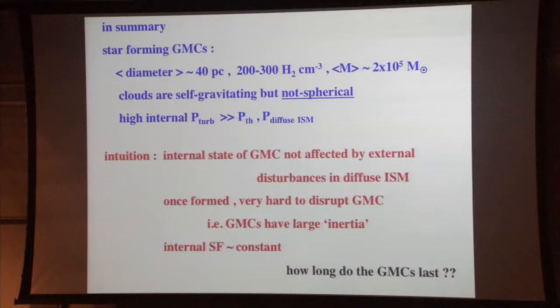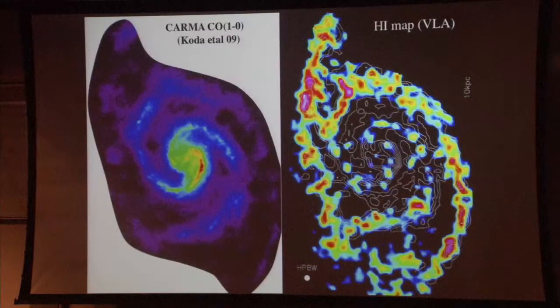So. Okay, how long do these GMCs last? Some of you have heard this before, so just bear with me. Suppose you look at the overall surface distribution of molecular and atomic gas in galaxies. Here's a classic example, M51, a CO map showing the inner disk of M51, and then an H1 map made from the VLA, with the CO contours and then the H1.